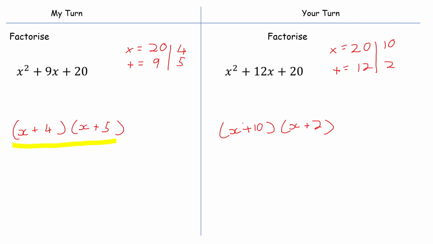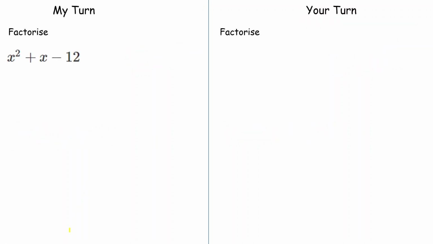And if you get really good at expanding the double brackets, you can almost just do it in your head. X times x, x squared. X times 2 is 2x. 10 times x is 10x. Add them together, you get 12x. 10 times 2 is 20. So definitely, I've just done a quick check in my head. This is definitely my correct answer. Good. Okay, moving on to another question.